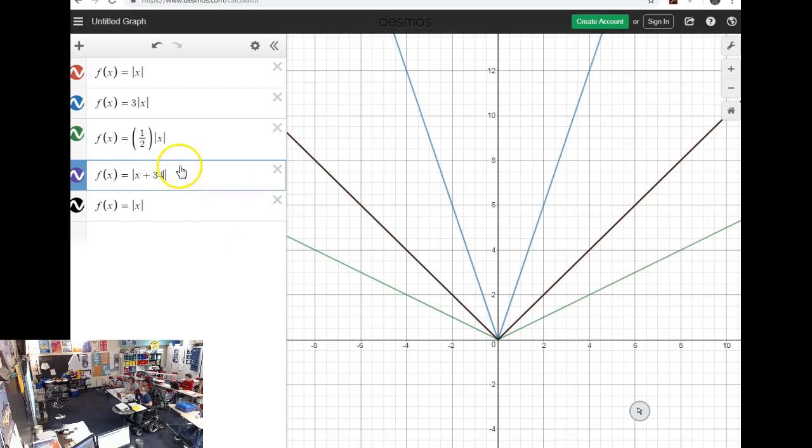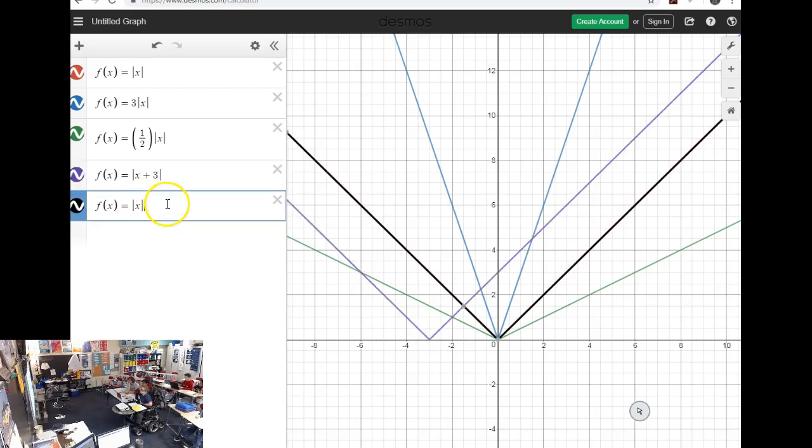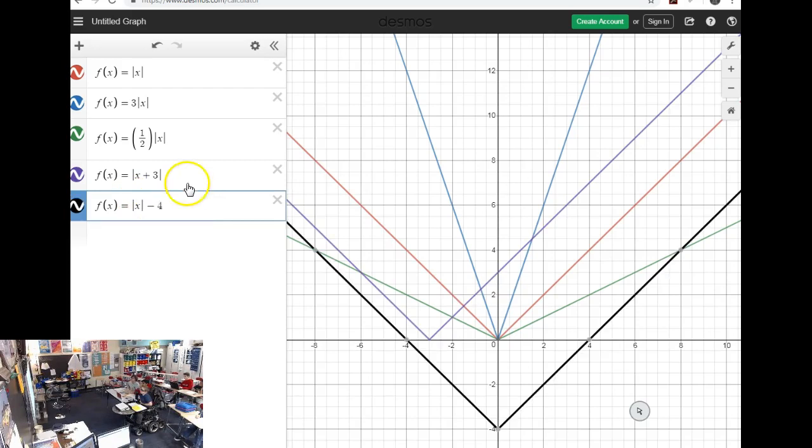It's going to move to the left. Going to move left, right? Plus, if I subtract something on the outside, it's going to go down. So, same rules as our quadratics, right? Intensifier changes steepness. Adding on the inside of the function changes left, right. Adding on the outside of the function changes up, down. Any questions?